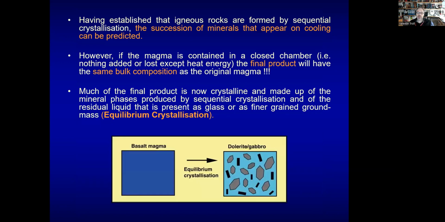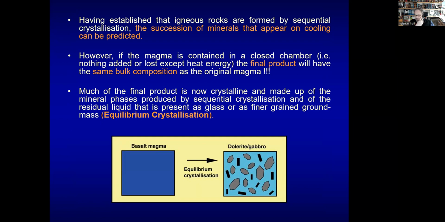Having established that igneous rocks form by sequential crystallization of a succession of different minerals that appear on cooling, then we can actually make some really good predictions. If magma is contained in a closed chamber, and we don't add anything or take anything away, then the final product will actually have the same bulk composition as the initial product, even though it crystallized. So in order to make different lavas that erupt at the surface, we need to actually take something away.